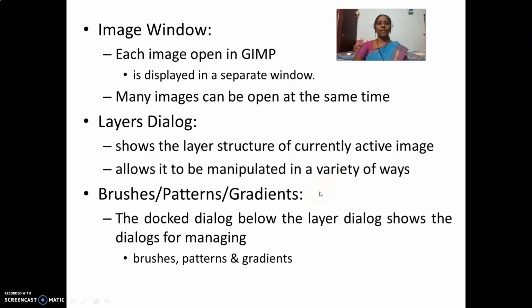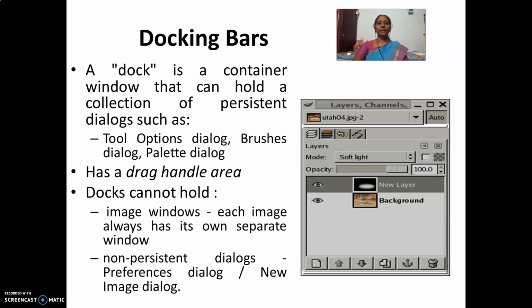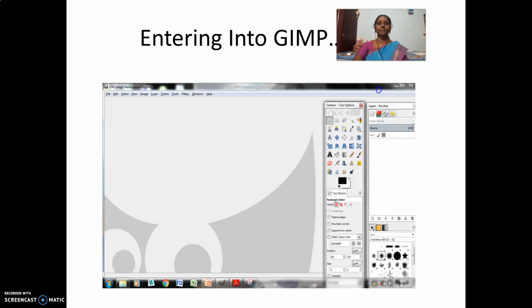Next, we have different windows as I have told you already: image window, layers dialog, patterns, brushes, and gradients. All the toolbars and items available are called the docking box. That is a container window which can hold a collection of persistent dialogs such as brushes, palettes, etc. You can drag and drop each of them, and it is dockable. You can move it to any place, and you can also close, minimize and maximize it.